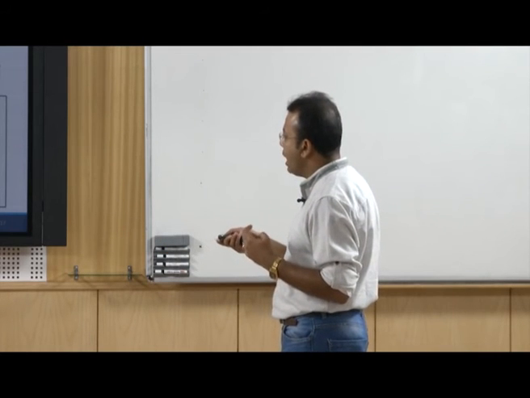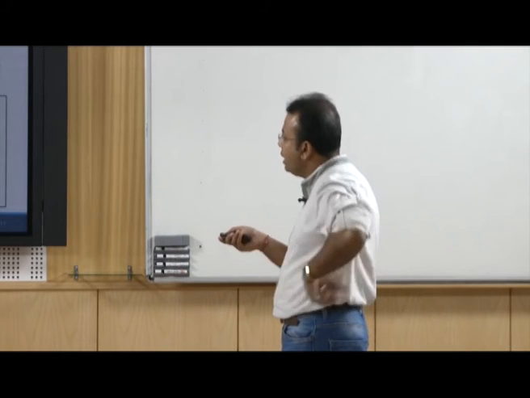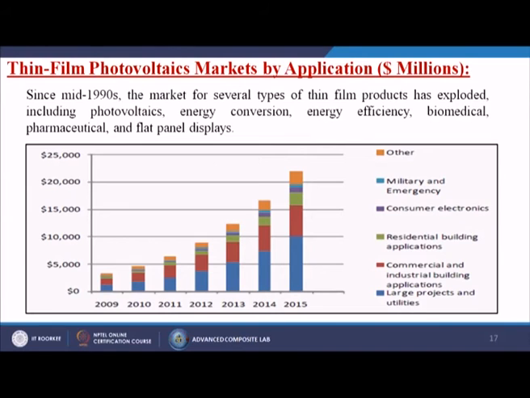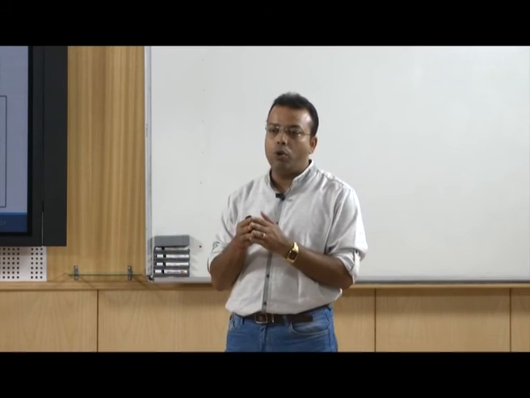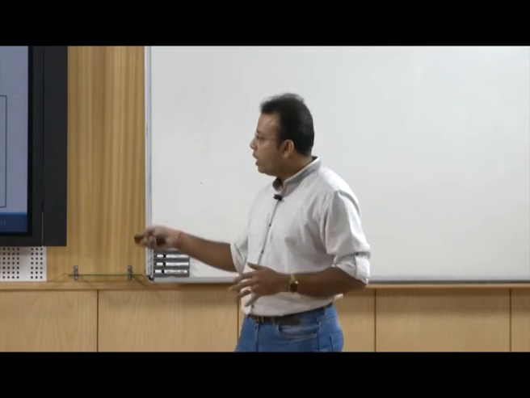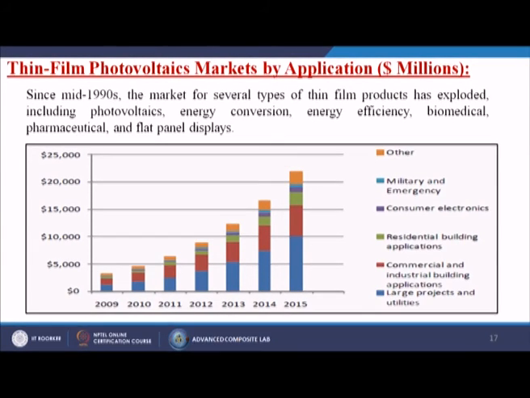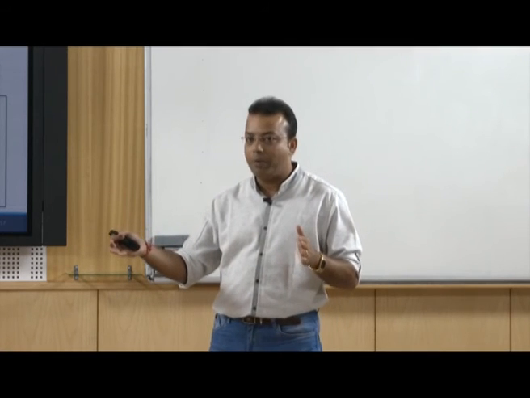From this particular figure you can understand that in the year 2009 it was near about 3000 to 4000 US dollars, but in 2015 it reached more than 20,000 US dollars. Here the blue color gives the large projects and utilities where we are applying the thin films, the orange color is others, the sky blue gives military and emergency, the purple gives consumer electronics, and green gives residential building applications. These are all combinations of different types of applications, and in a wide spectrum, in 2009 it was around 4,000 and in 2015 it reached about 20,000. So, a 5 times multiplication has occurred within these 6 or 7 years.